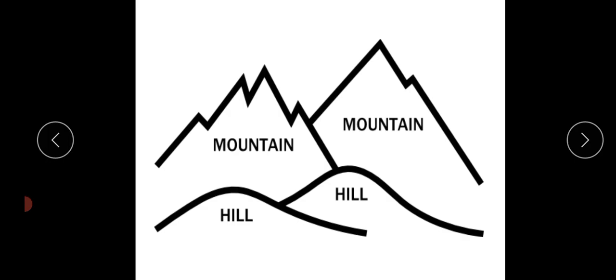Now in this picture you can see the difference between a hill and mountain. Mountains are having sharp points or peaks, while hills are round in shape and they are not as high as mountains.